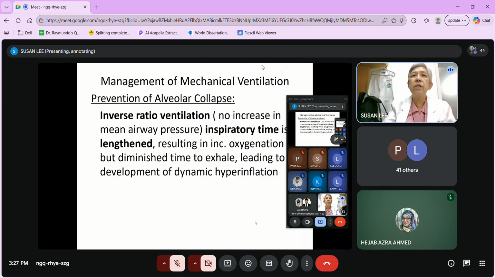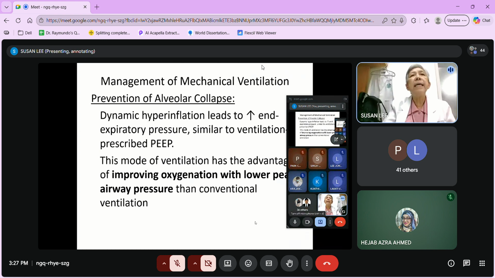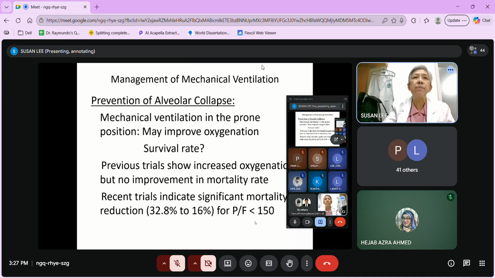We'll not go into this anymore. Okay, and dynamic hyperinflations. Usually this is also your PIP, but of course we already instituted PIP. We do not want the patients to have an over distended lung. So we have to try to be controlling this. So the PIP is used to prevent the collapse and improve the outcome.